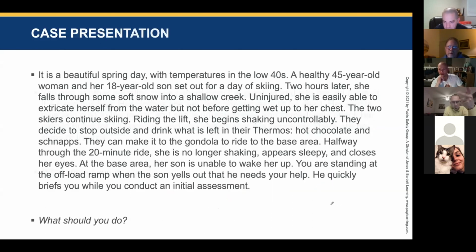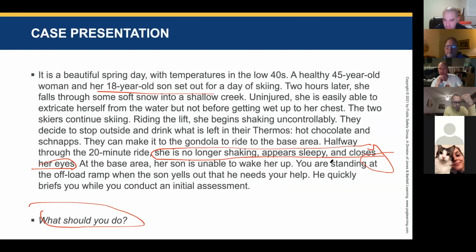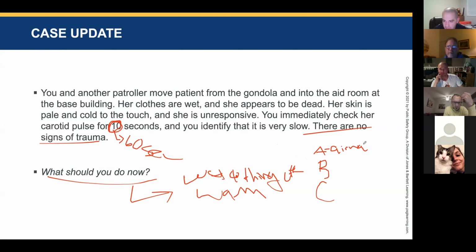Make sure airway's open. Patent. Yep. So we want to make sure we open the airway and do what? What's her respiration? Is she requiring? Yeah, maybe consider that BVM and that oxygen. So go ahead and start oxygen and BVM and then continue with rewarming.